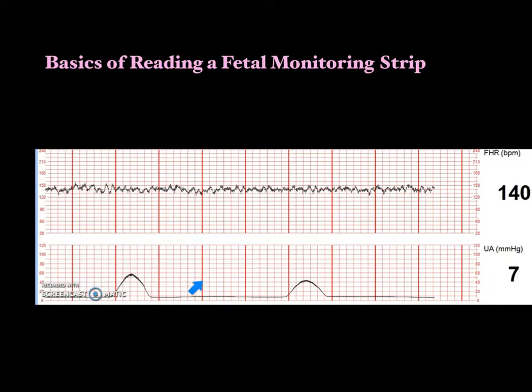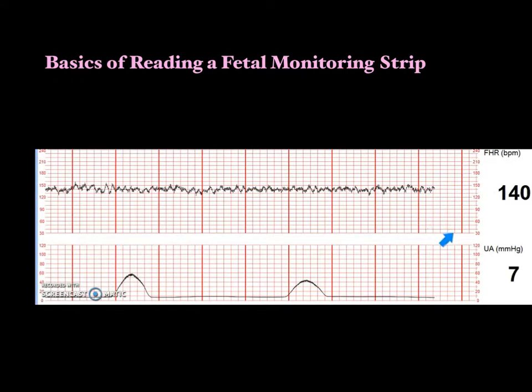Down here at the bottom, this is our uterine activity. These little humps are contractions. Up here at the top, that's our fetal heart rate. And it reads out in beats per minute. Okay, these big red lines, from one to the other is a full minute. So each one of these little boxes is worth about 10 seconds.